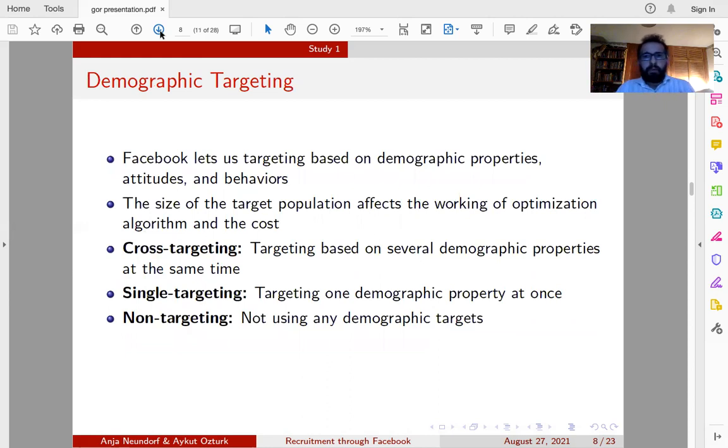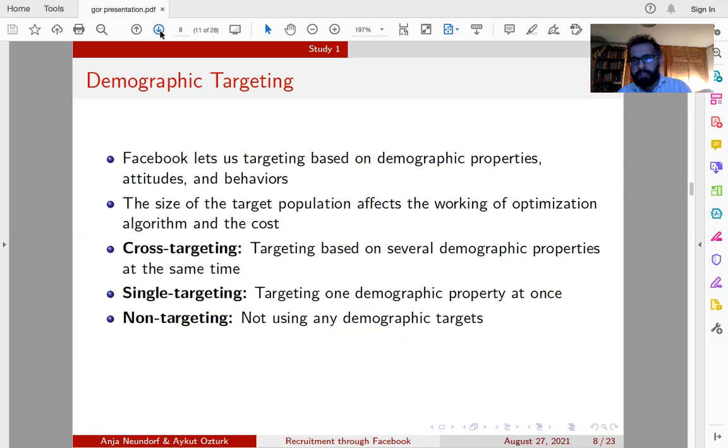Secondly, Facebook lets us target based on demographic properties, attitudes, and behaviors of Facebook users. Now, the issue of targeting is directly related to Facebook's optimization algorithm, because the more specific our targets are, the more narrow the audience will be, and the more limited space Facebook's optimization algorithm will find to work and to learn, basically. In that sense, we have developed three different ways of targeting.